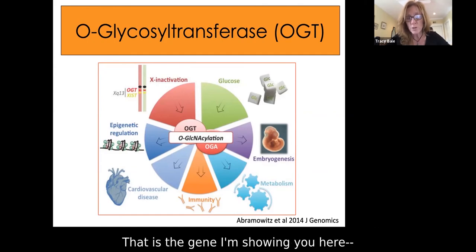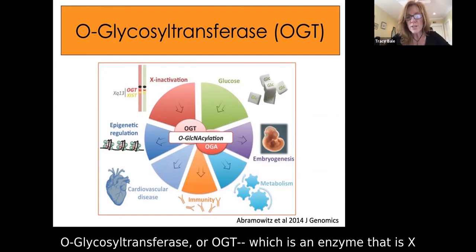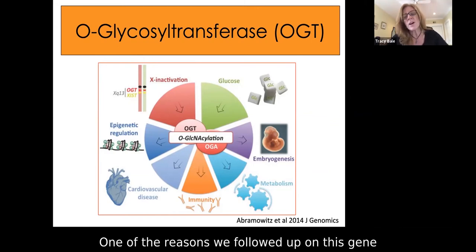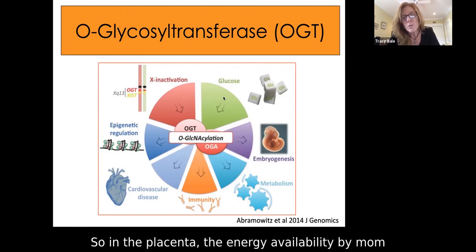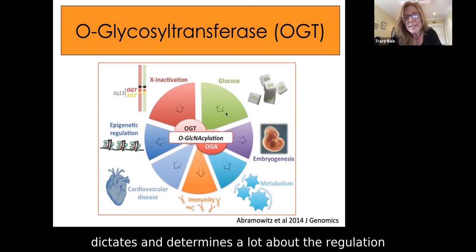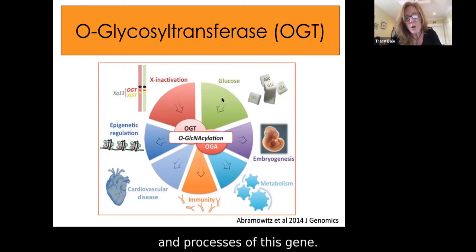That is the gene I'm showing you here, O-glycosyltransferase, or OGT, which is an enzyme that is X-linked. And one of the reasons we followed up on this gene was because it's regulated by maternal glucose. So in the placenta, the energy availability by mom dictates and determines a lot about the regulation and processes of this gene.